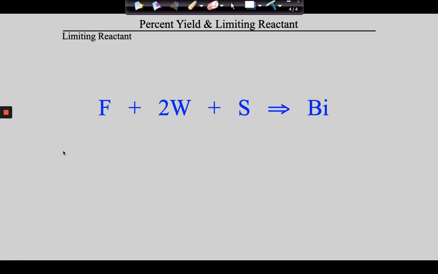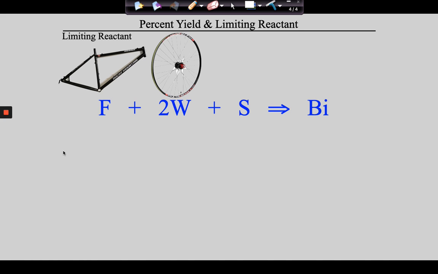And guys, the stoichiometry, again, reviewing things we learned before, the stoichiometry of this reaction is 1 to 2 to 1 to 1. So we've got fluorine, we've got tungsten, we've got sulfur, and we've got bismuth. And maybe you knew that when you react 1 mole of fluorine with 2 moles of tungsten and 1 mole of sulfur, you get 1 mole of bismuth. Yes? No. Guys, what this actually is, is the recipe for building bicycles. If you take 1 frame, 2 wheels, 1 seat, and bolt them all together, you get a bicycle.